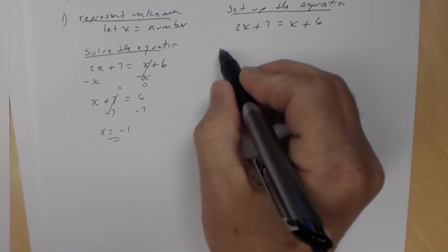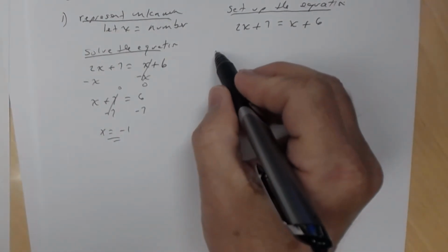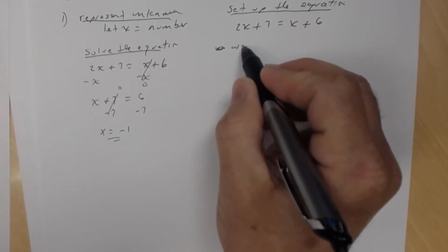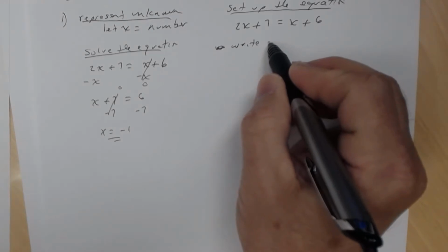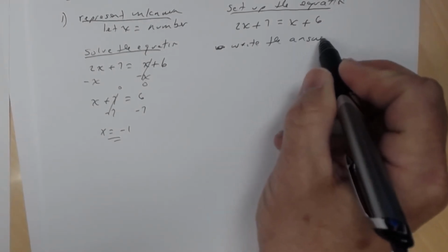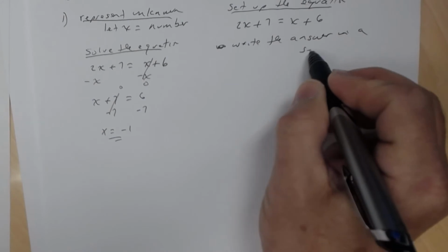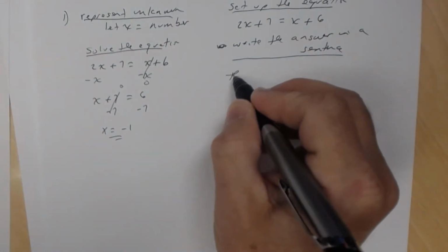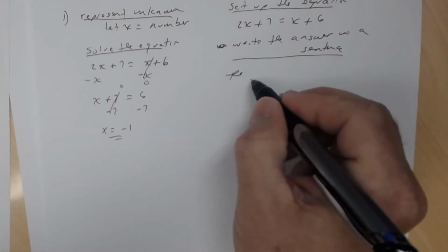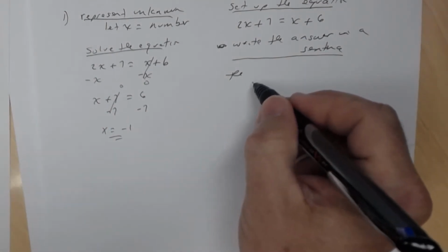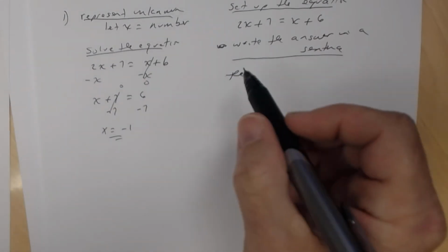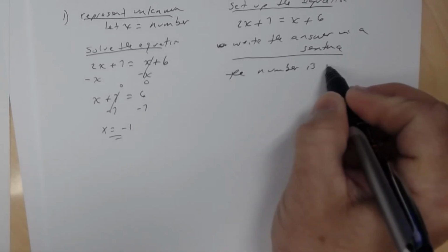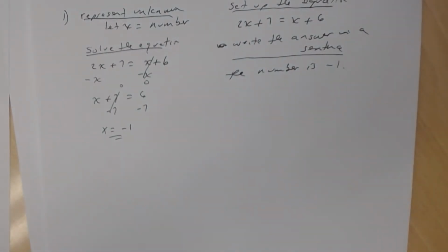Now you're going to interpret the results. You're going to write the answer in a sentence. So interpret the result: you're going to say the number. Don't just put x equals negative 1 here; indicate what that means. Based on the problem, you're saying that the number is negative 1. That's all you do.